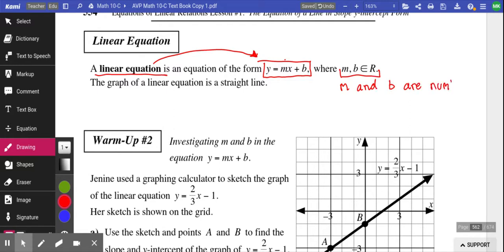And they can be any kind of number, right? That's why it says R. That means it's a real number. So it could be a decimal, negative, positive, fraction, anything. m and b can be anything you want. Cool.